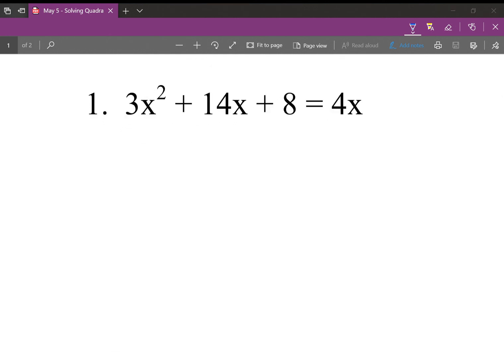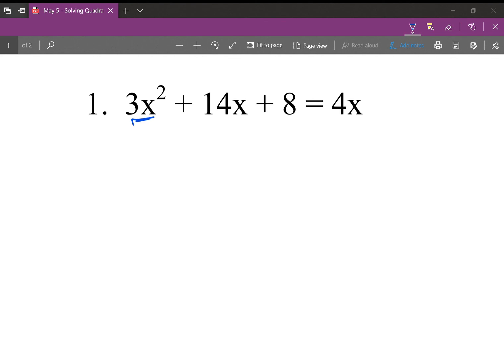So look at this equation. First off, is it an equation? Yes, it has an equal sign. Is it quadratic? It's quadratic if it has an x squared term, and it does right here, 3x squared, so that makes it quadratic, as long as there's not a higher power than that.